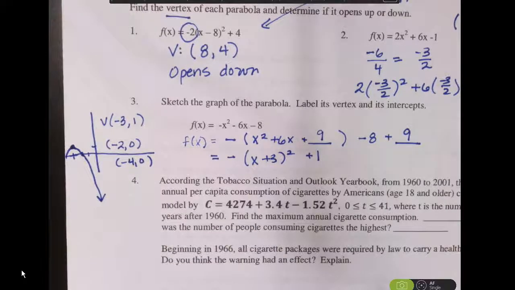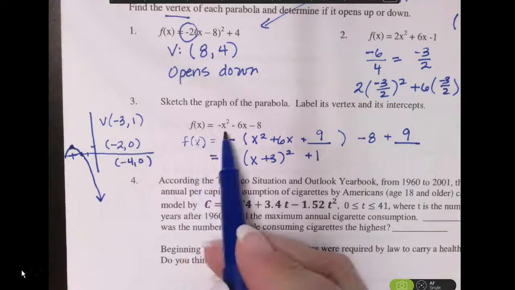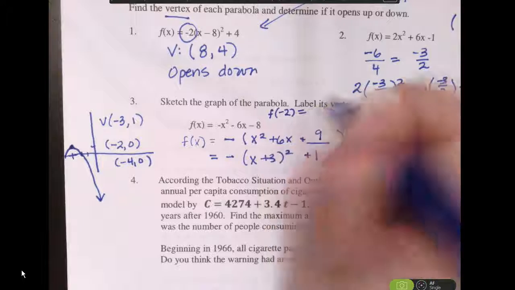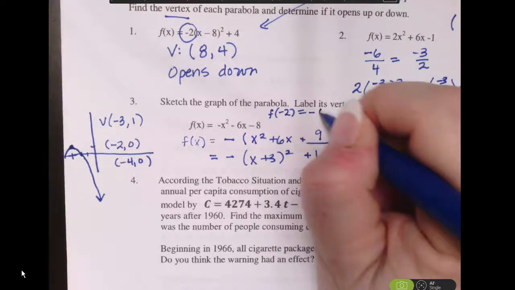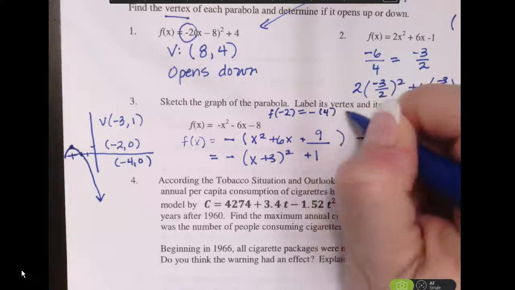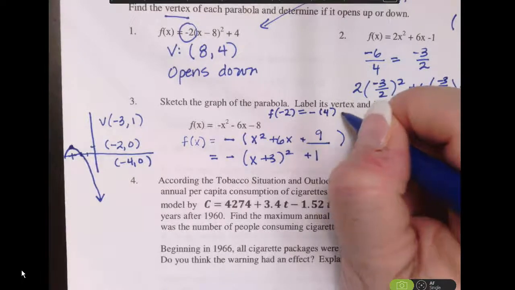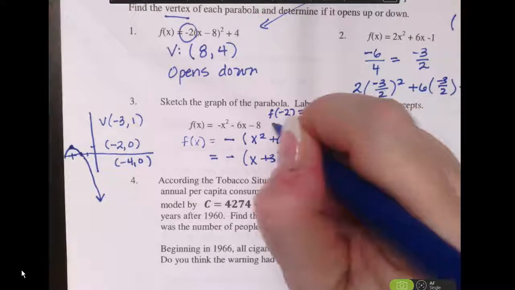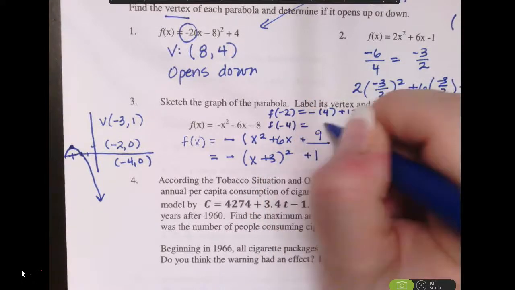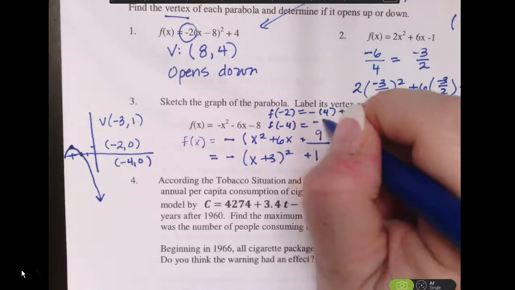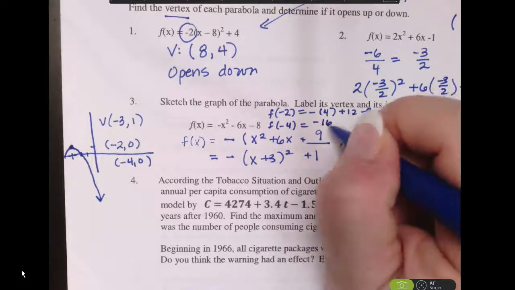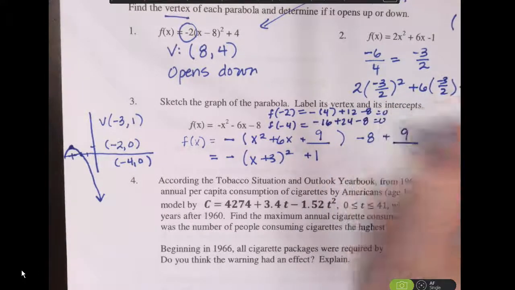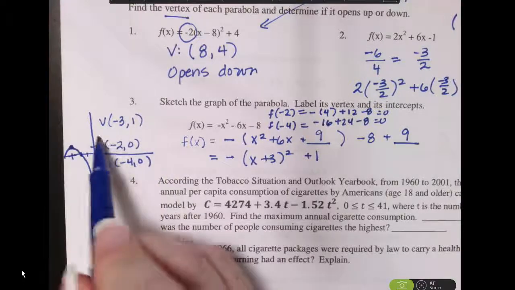And I could plug in those values here, which in fact, let me go ahead and do that. F of negative 2 is negative. Negative 2 squared is positive 4. Minus 6 times negative 2, which is plus 12, minus 8, that's 0. And then f of negative 4, plug it in. We've got negative 16. Minus 6 times minus 4 is plus 24. Minus 8 is also 0. So those are verified.